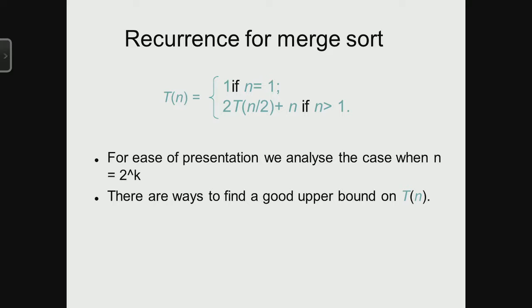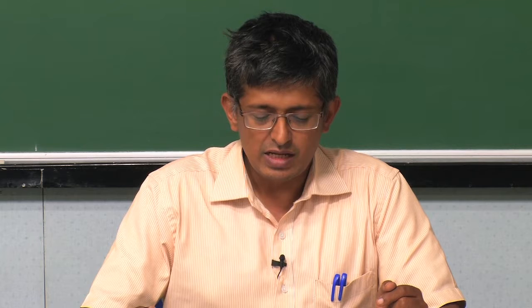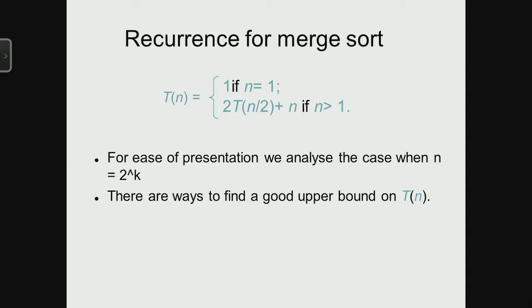The recurrence of merge sort is T of n is equal to 1 if n is 1, and it is 2 times T of n by 2 plus n if n is more than 1. The 2 times T of n by 2 comes from the 2 recursive subproblems that are generated from a given problem, and the additional term of n comes for the effort spent in merging two sorted arrays of size n by 2.